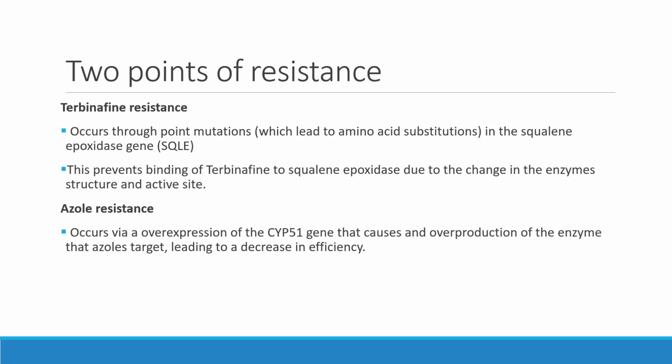So generally you have the most seen version of resistance, being the terbinafine resistance. This occurs through point mutations in the squalene epoxidase gene, or SQLE. This prevents the binding of terbinafine to squalene epoxidase due to the changes in enzyme structure and its active site. There's also worryingly an increased resistance to azoles. This can generally occur via the overexpression of the CYP51 gene that causes an overproduction of the enzyme that azoles target, leading to decreased efficiency.